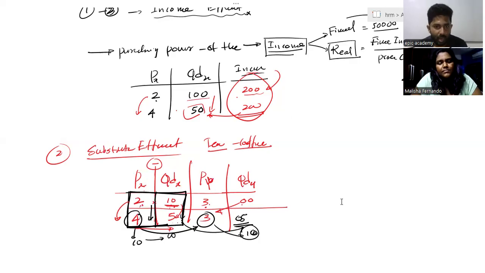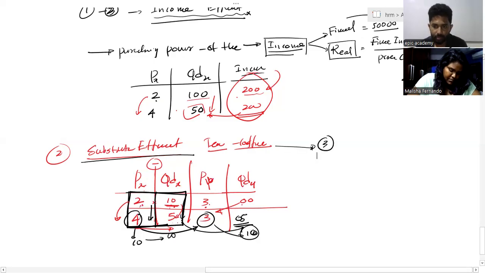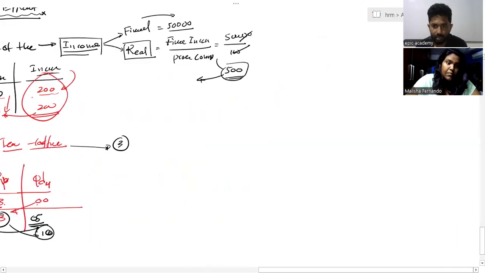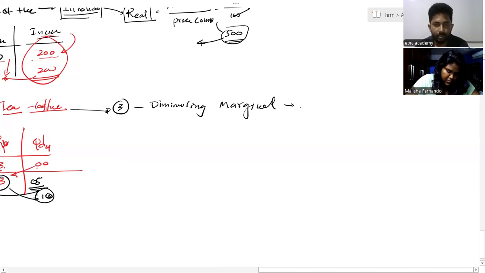Right. Now you can identify. First one is income effect. Second one is substitute effects. Third one. Very important. Okay. Third one. Diminishing marginal utility.